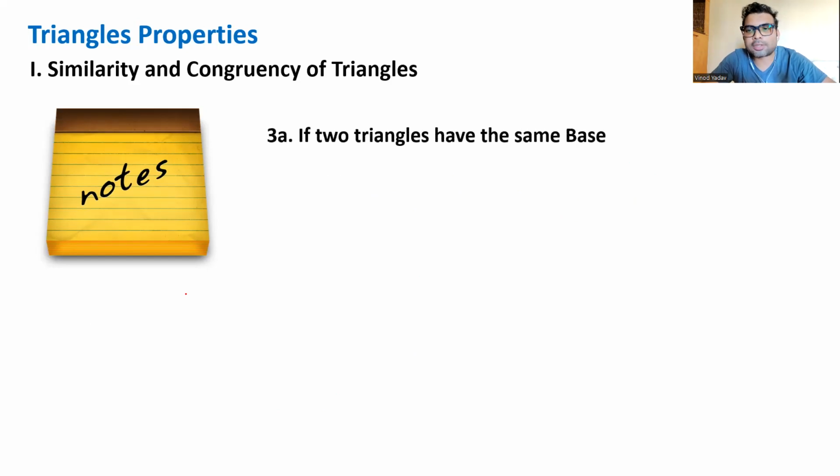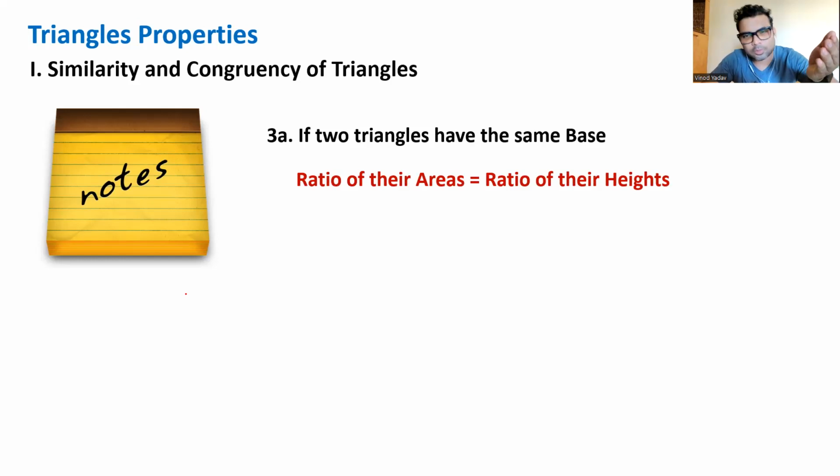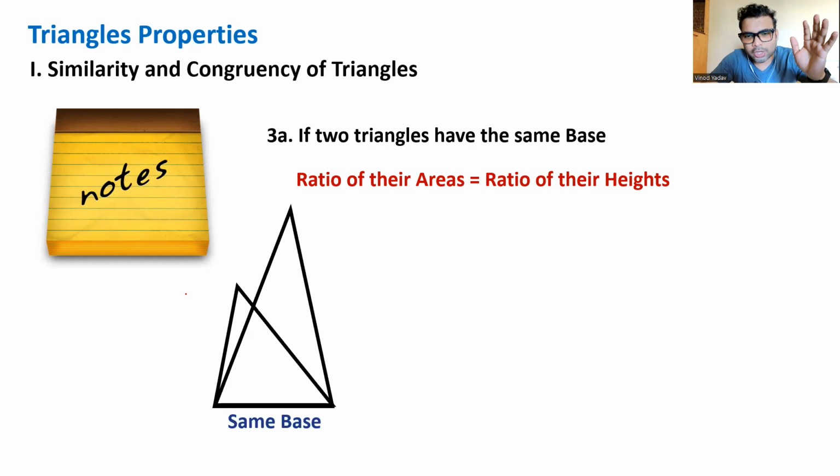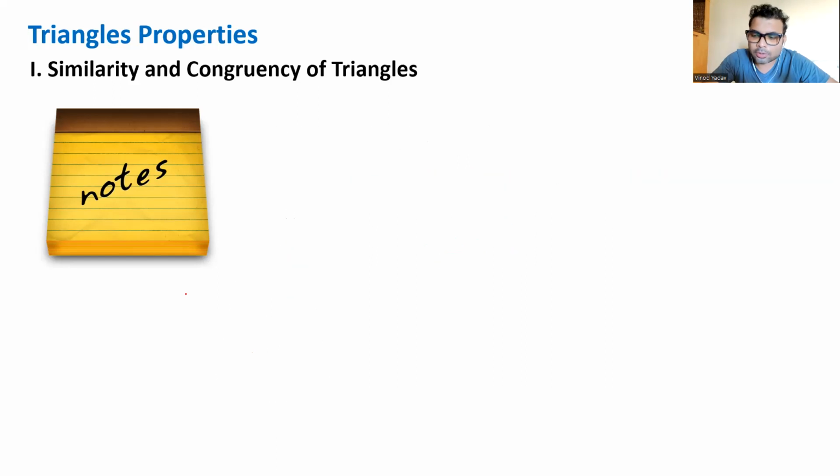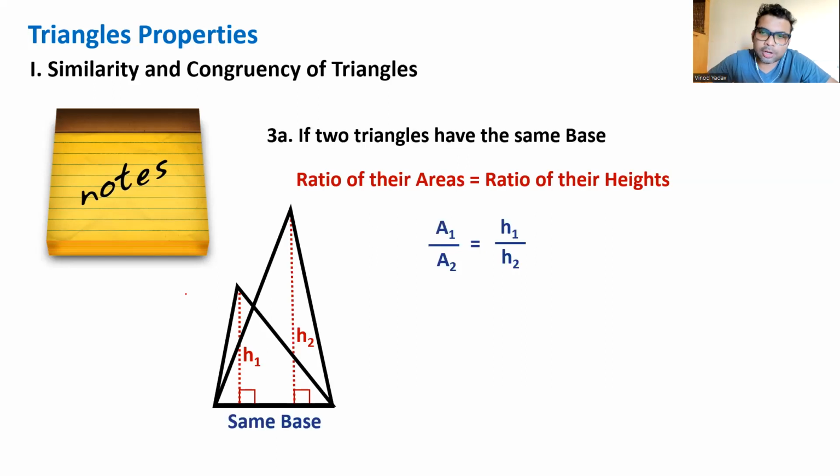If two triangles have the same base, ratio of their areas will be same as ratio of their heights. Check. So half B1 H1 equal to half B2 H2, but bases are equal, तो उस हिसाब से ऐसा हो जाएगा. Only H1 upon H2 will remain. But bases are equal, they cancel like that.